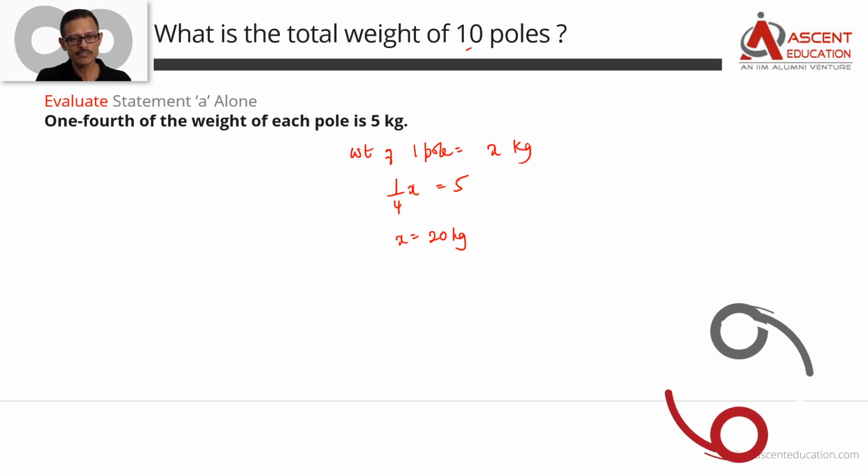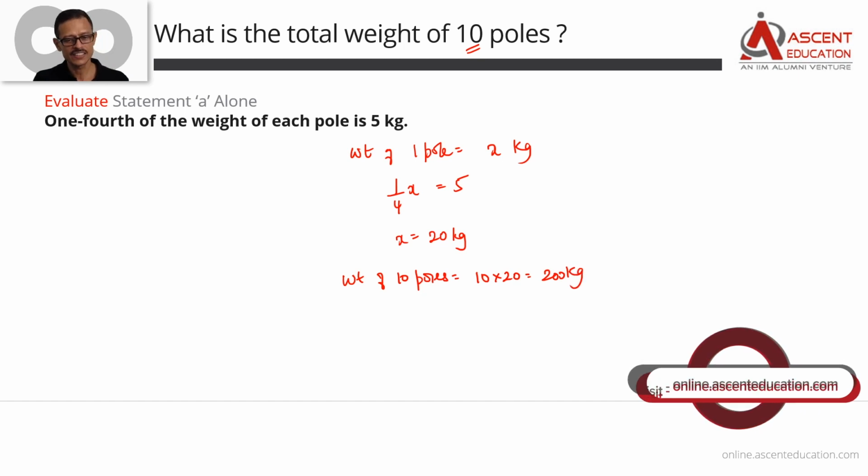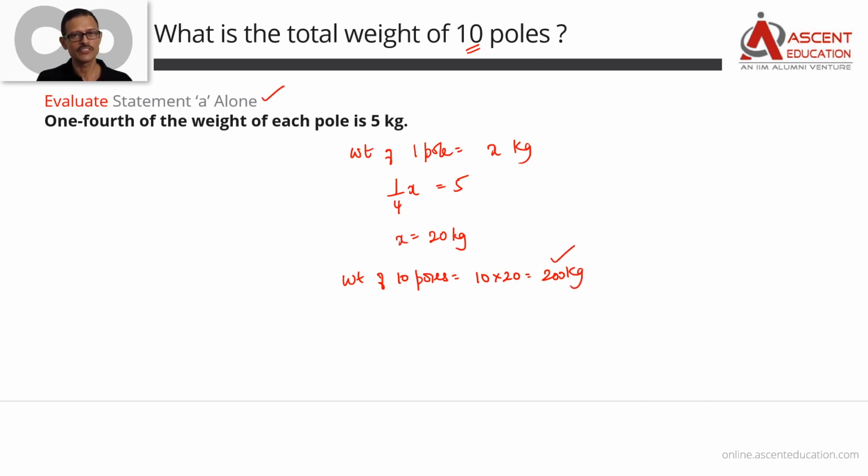நம்ம என்ன கண்டுபிடிக்கணும்? Weight of 10 poles கண்டுபிடிக்கணும். So weight of 10 poles is equal to 10 into 20, which is equal to 200 kgs. Do we have a unique answer? Yes. So statement A alone is sufficient.